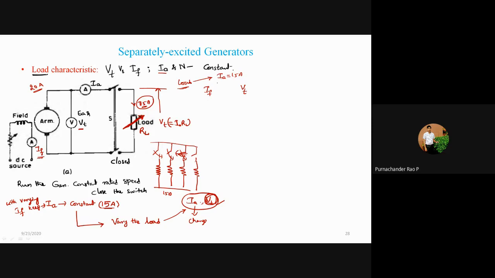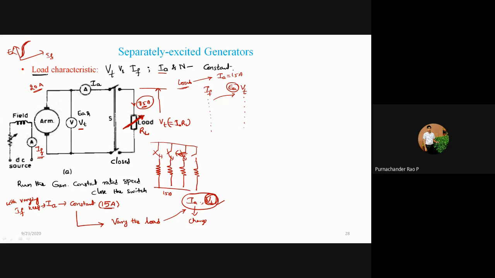We need to change IF, and therefore you can have different steps of IF, and according to that you may get different voltages across the load terminals, or at the generated voltage. So you can also take EA. The generated voltage also changes with the field current, because the relation between IF and EA is like this. Am I right?